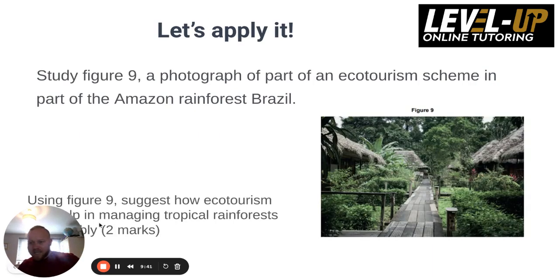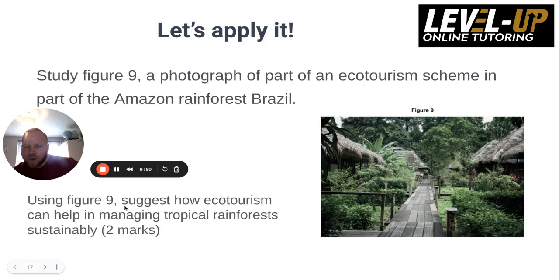And finally, here's just a little 2-marker to finish off. Study figure 9, a photograph of part of an ecotourism scheme in part of the Amazon rainforest. Using figure 9, suggest how ecotourism can help in managing tropical rainforests sustainably. So with that in mind, what can I see in the photo? I can see some wood.